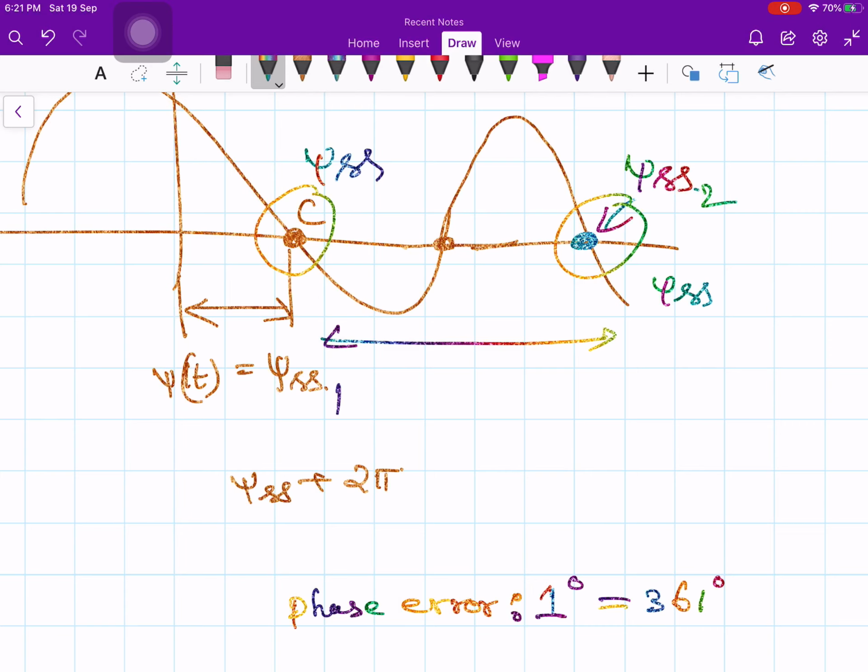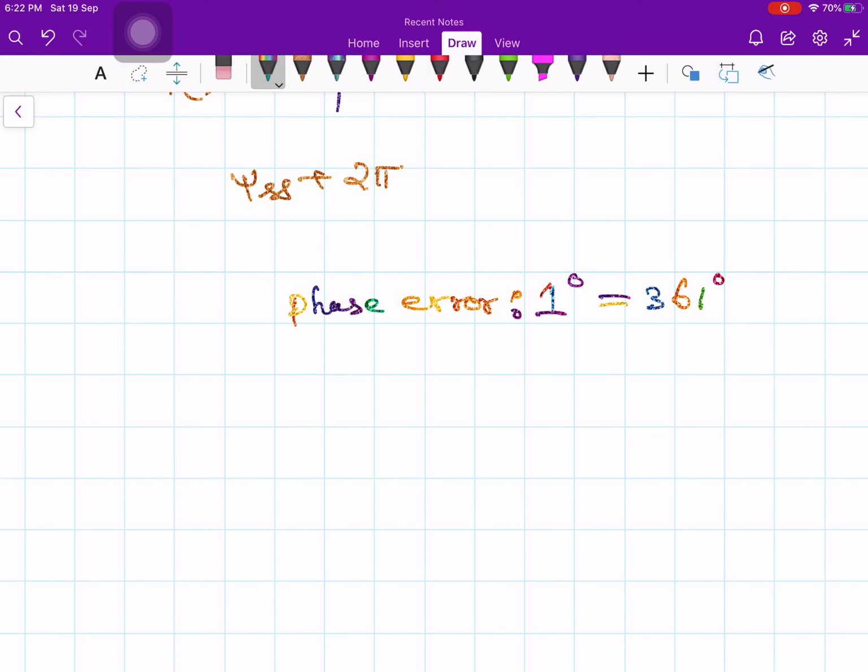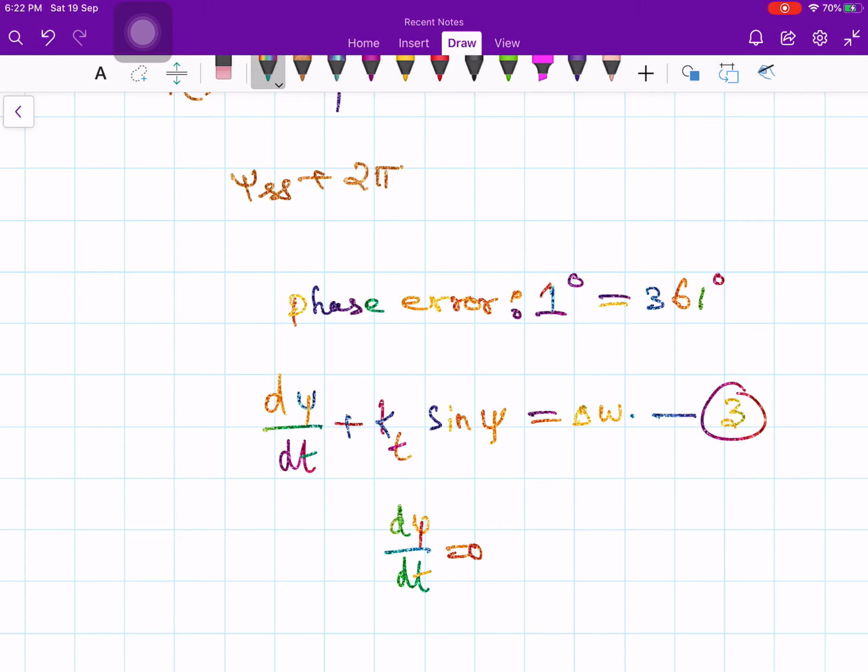Now let us proceed further and discuss a little more of what we get from the phase plane plot. We said this psi ss is the steady state error, and we also said that the steady state frequency error would be 0. So what is the nonlinear equation? d psi by dt plus k suffix t sin psi is equal to delta omega. Let me call this equation number 3. At the stable point, d psi by dt becomes 0.